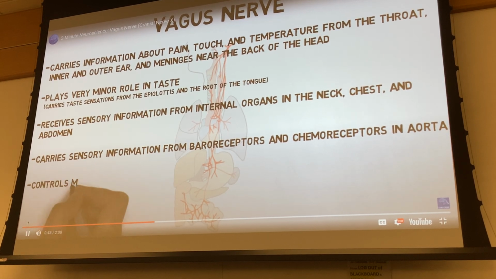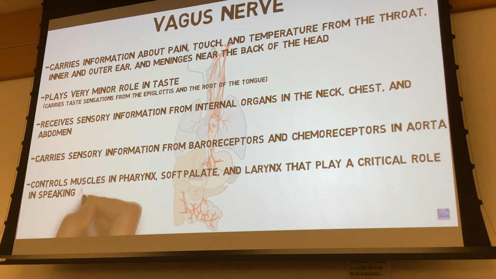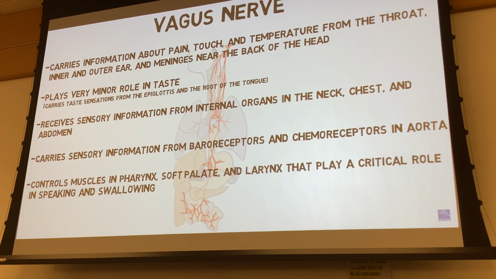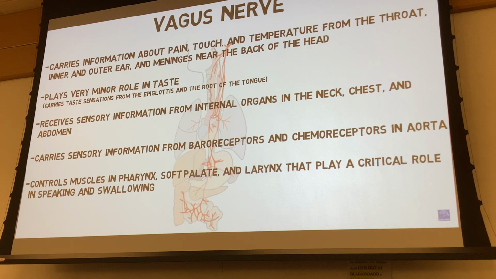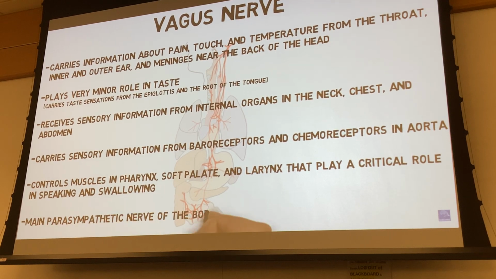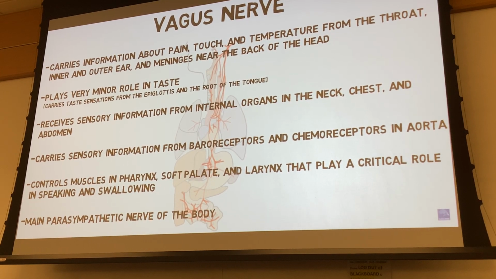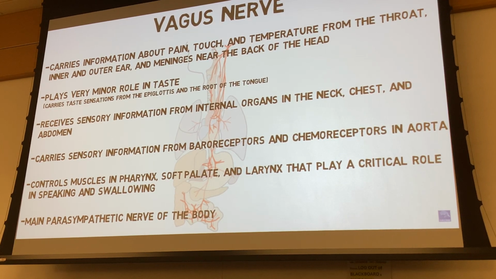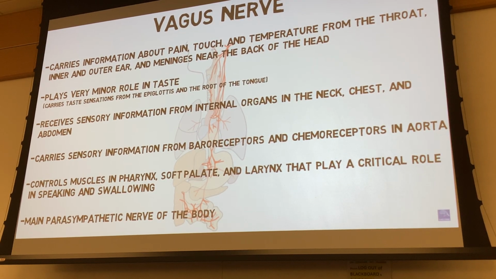The vagus nerve controls the movement of a number of muscles in the pharynx, soft palate, and larynx, as well as one muscle in the tongue, to play a critical role in the control of speaking and swallowing. It is also the main parasympathetic nerve of the body, providing parasympathetic innervation to organs throughout the neck, thorax, and abdomen, contributing to a variety of functions such as the slowing of heart rate.